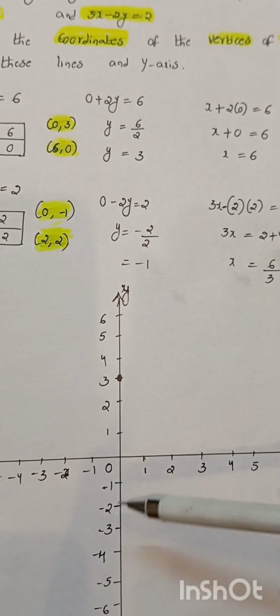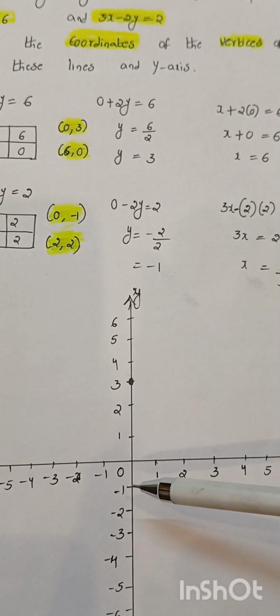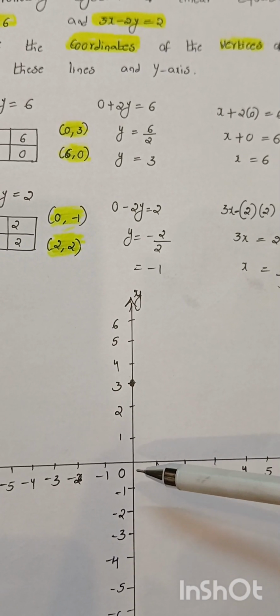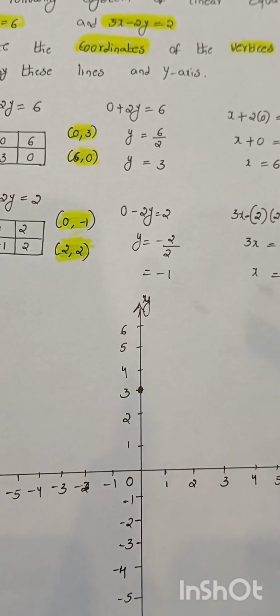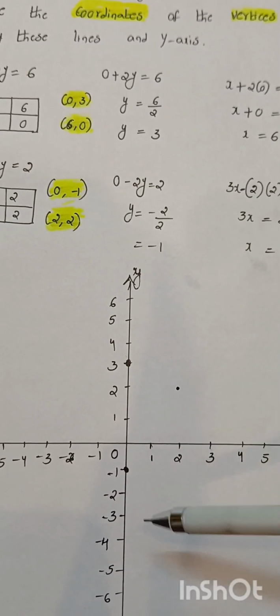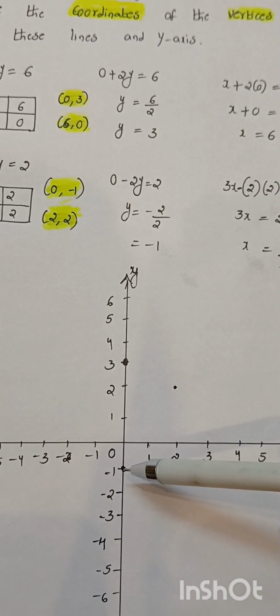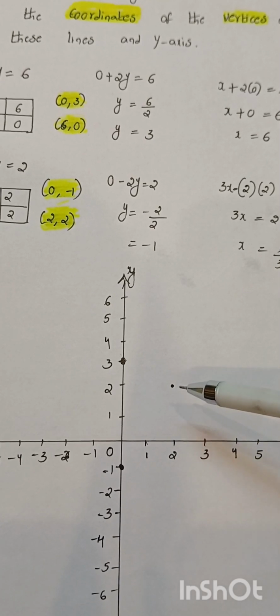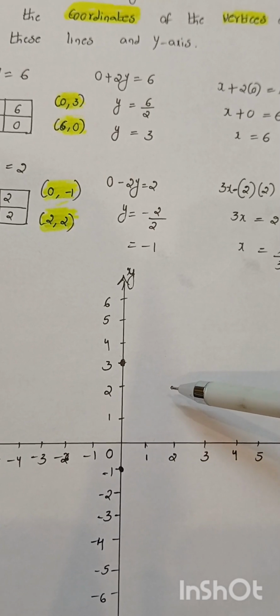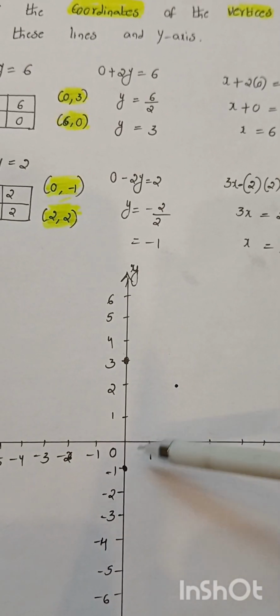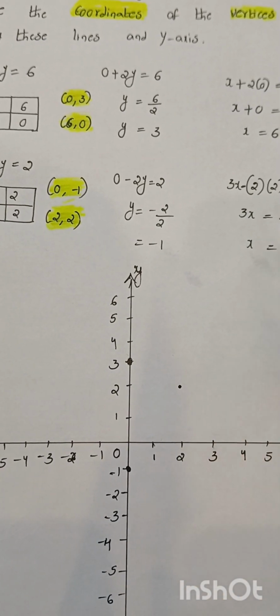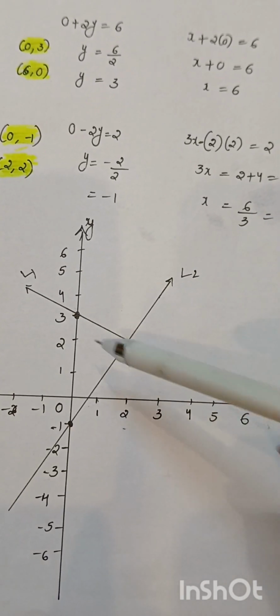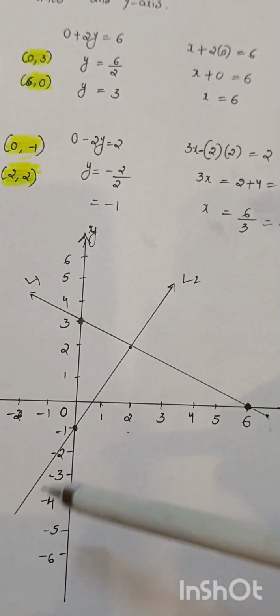And for the second equation, if x is 0, y is minus 1, and if x is 2, y is 2 only. This is the point. We have to draw a line like this for equation 2. This is line 1 and this is line 2.